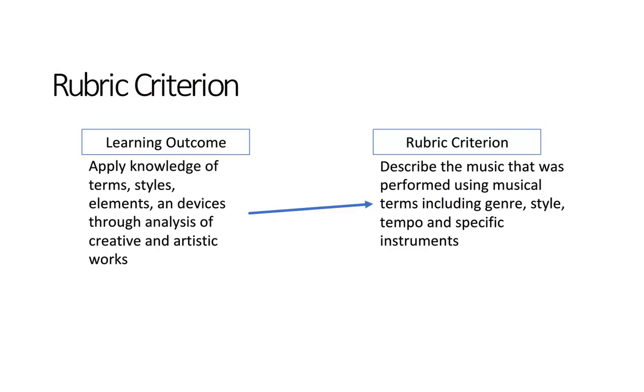As you go to write your rubric criterion, remember the criterion should be a narrower focus than your selected student learning outcome, but should represent the same idea as the SLO. For example, in this case, describe the music that was performed using musical terms including genre, style, tempo, and specific instruments is clearly a piece of the broader SLO. Apply knowledge of terms, styles, elements, and devices through analysis of creative and artistic works.